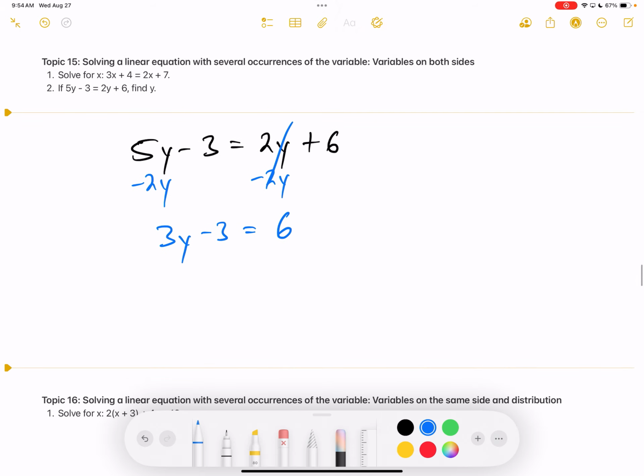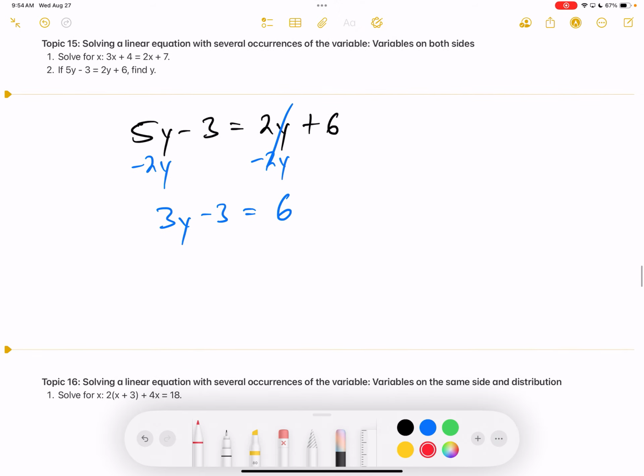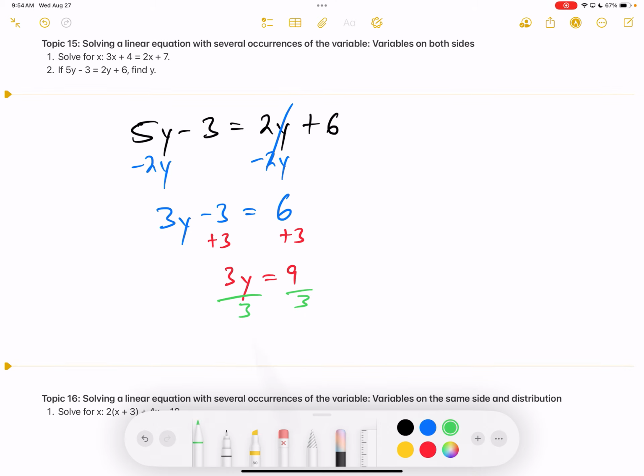So now it looks just like the problems we were doing, my y's are together. So now you have y's in one spot and get everything away from the y. So I add 3. 3y equals 9. And divide by 3. Y equals 3.